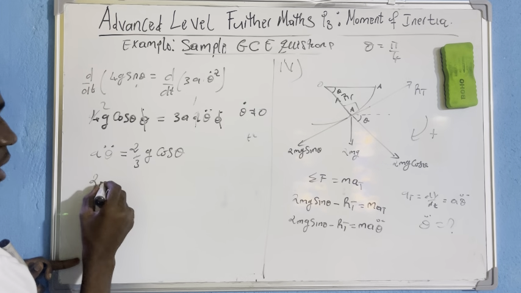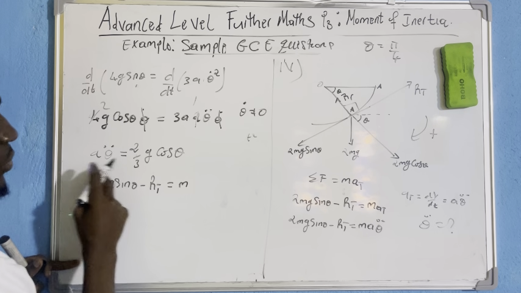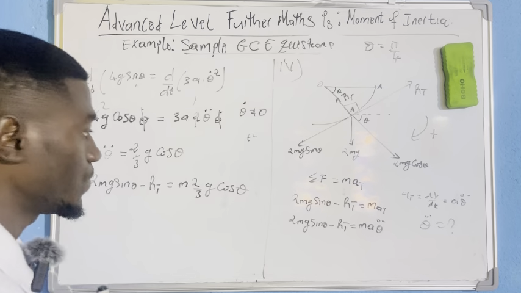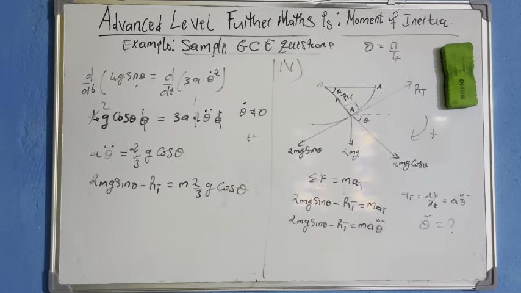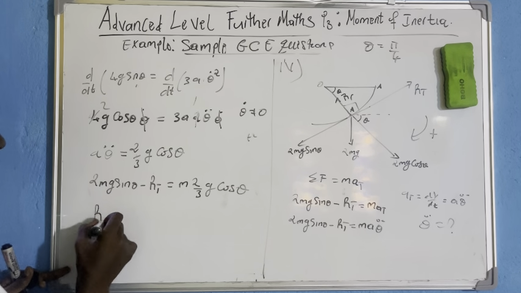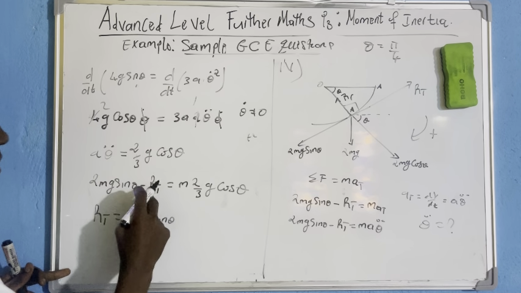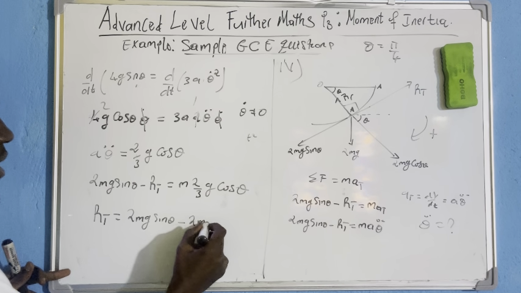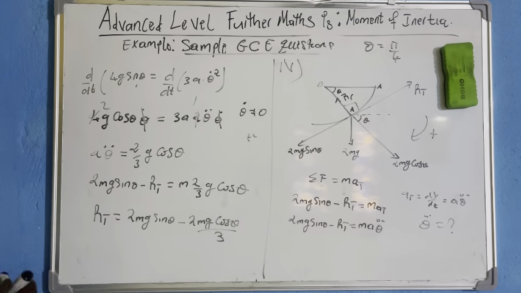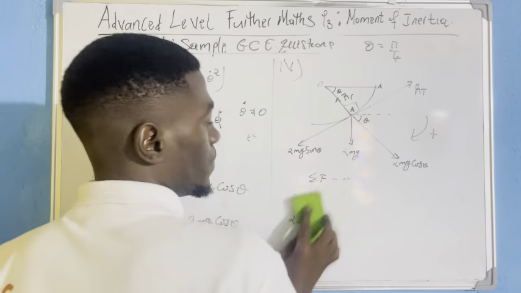I will have 2mg sin theta minus RT equals m, and where I have A theta dot dot, I will put 2 over 3 g cos theta. I hope that is making sense. Now I'm looking for RT, right? I will make RT the subject. It means that RT will be equal to 2mg sin theta, I bring this one here, minus 2mg cos theta all over 3. Then remember that theta should take the value pi over 4. Pi over 4 is 45 degrees.